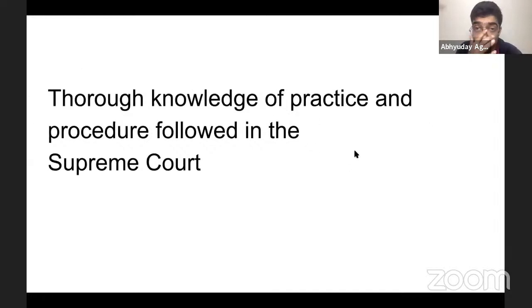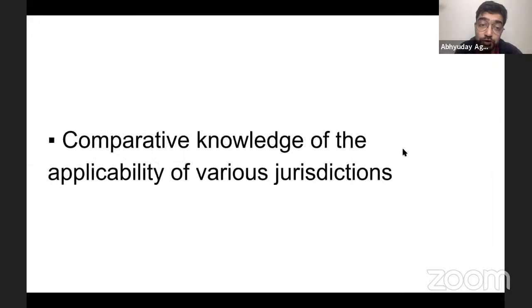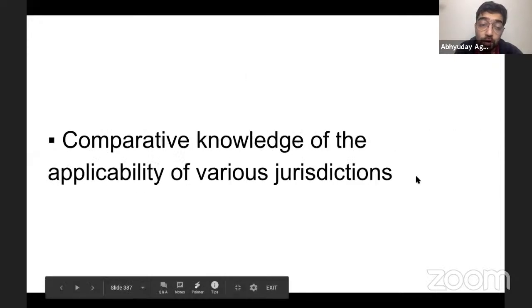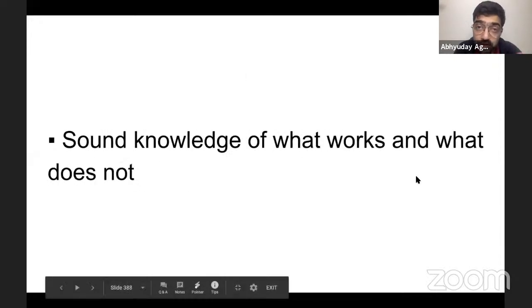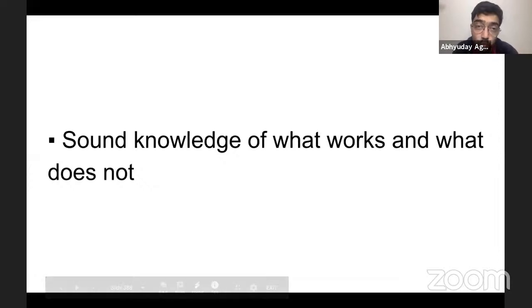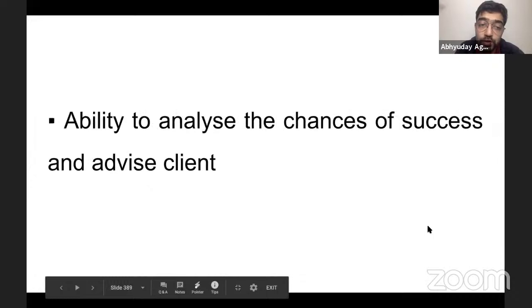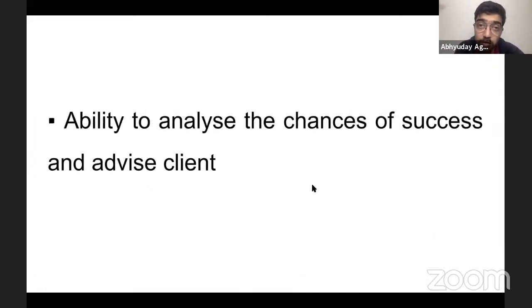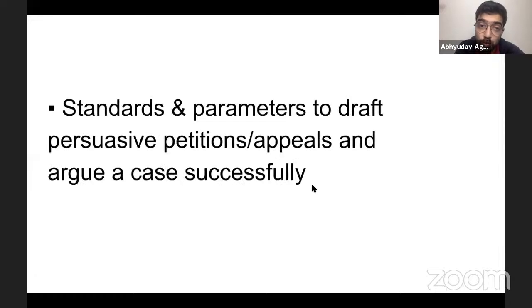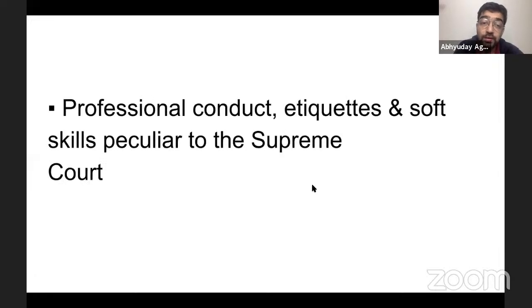But then to do it properly, you will need to know the practice and procedure followed. So you will need to know the jurisdiction, the powers of the Supreme Court in comparison, what point the Supreme Court will decide and at what point the matter will go back. Otherwise, you will write stuff in your draft that doesn't matter. Then the knowledge of what works and what does not is important. You have to analyze the success chances of a client and clearly say, okay, this is where the tricky points are. This is what I will argue, right?